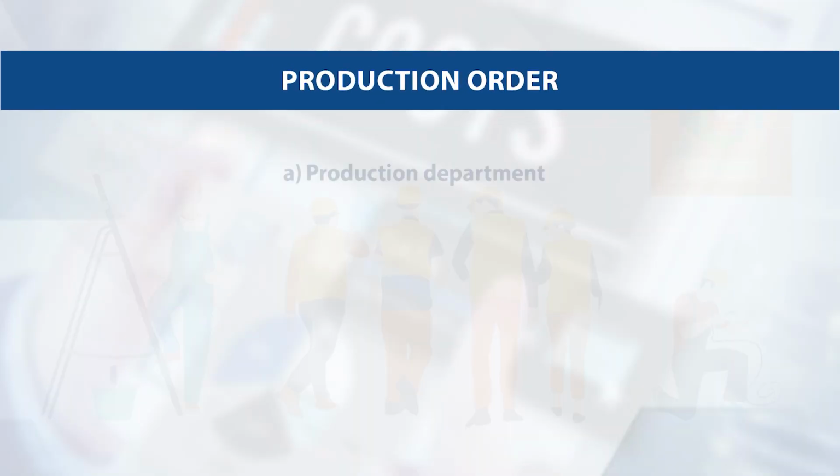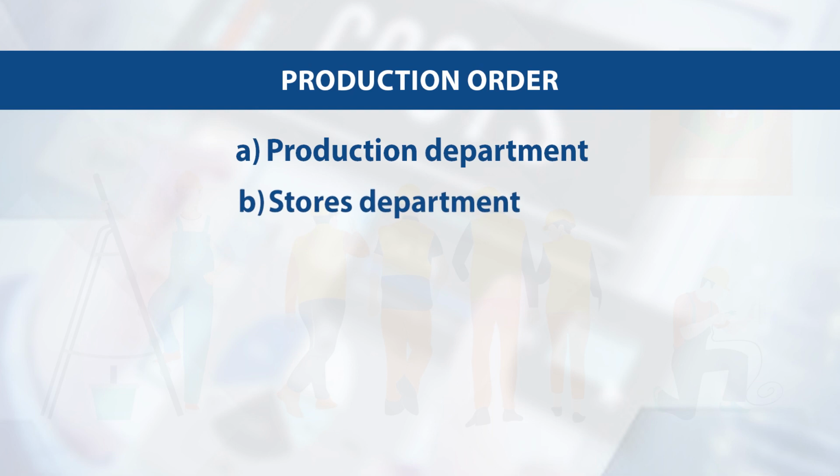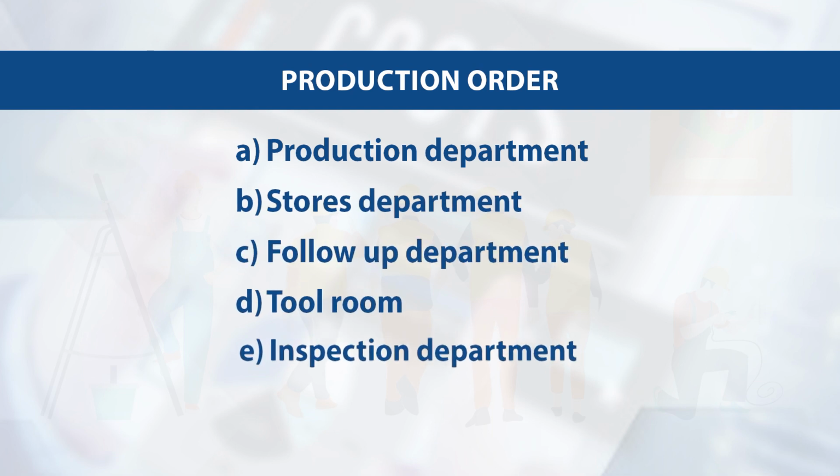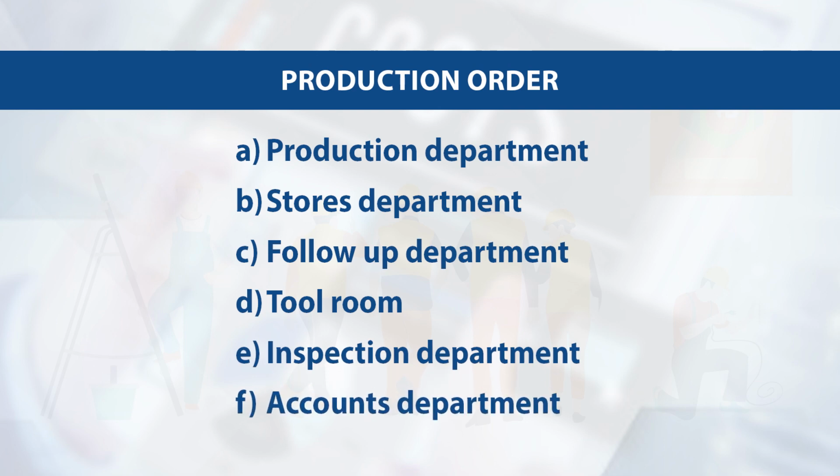Along with it, instructions and detailed information, meaning when and where the production should commence, which material is to be used, and the time schedule of starting and completing the job, are also sent. The copies of the production order are sent to various departments for control and follow-up purposes, which are the production department, stores department, follow-up department, tool room department, inspection department, accounts department, etc.